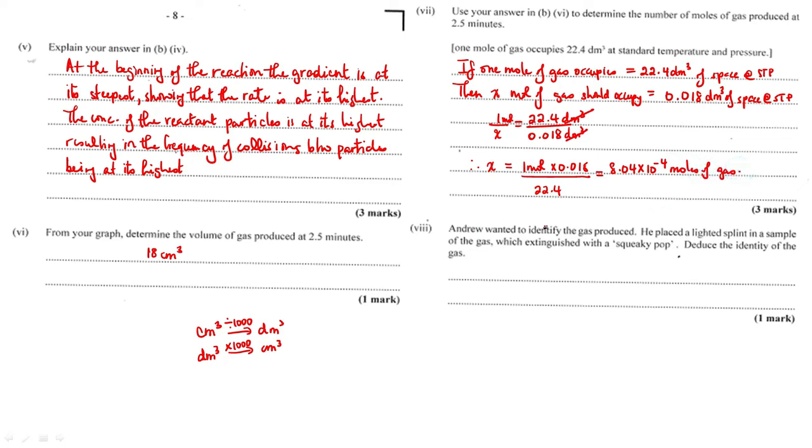So it says, Andrew wanted to identify the gas produced. He placed a lighted splint in a sample of the gas, which extinguished with a squeaky pop. Deduce the identity of the gas. The identity of the gas is hydrogen. Okay?